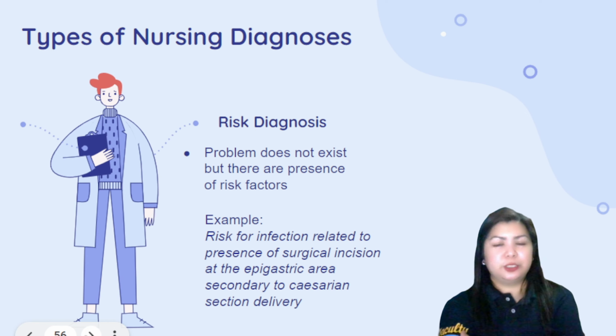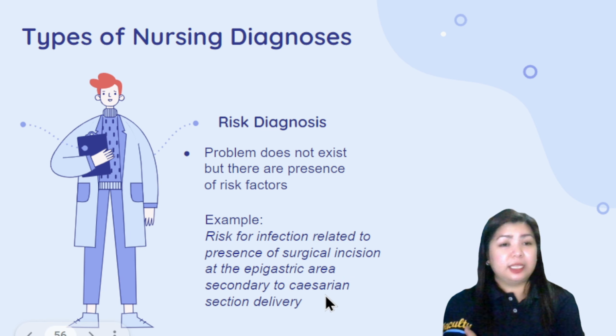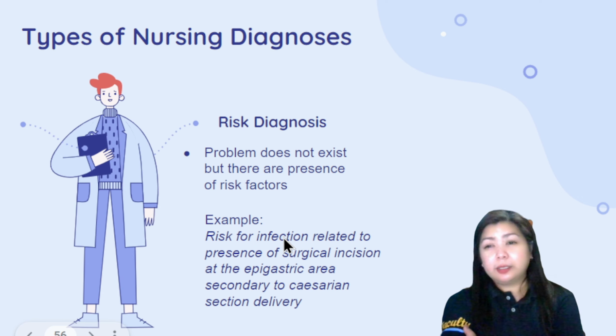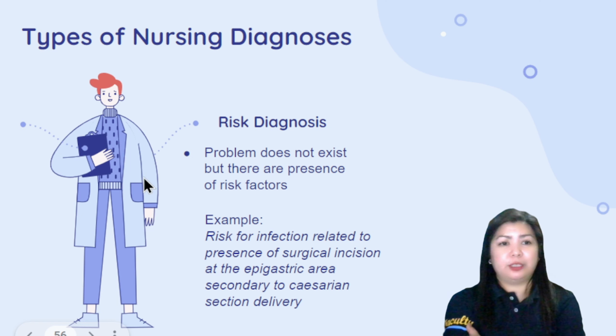Where is the surgical incision located? At the epigastric area. What causes the surgical incision? The client had a cesarean section delivery. So it makes the client at risk for infection. That's why we want to prevent the occurrence of this problem. That's why we are making a nursing care plan aimed to prevent the occurrence of infection.